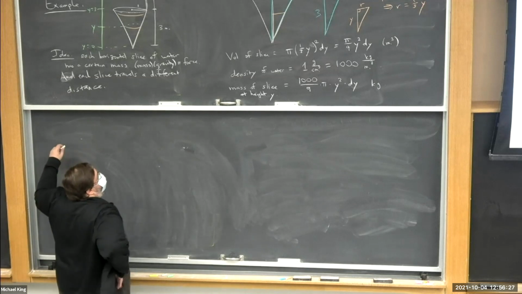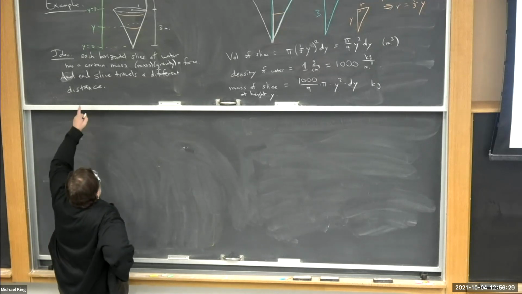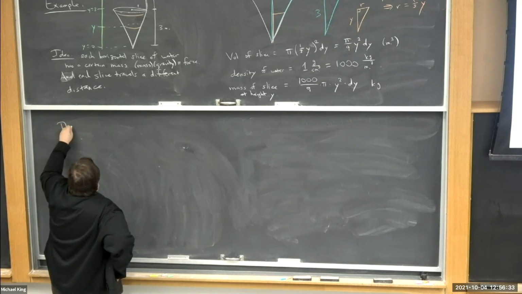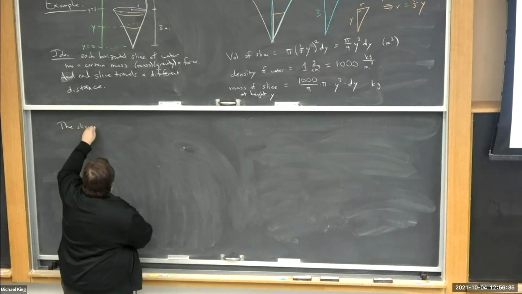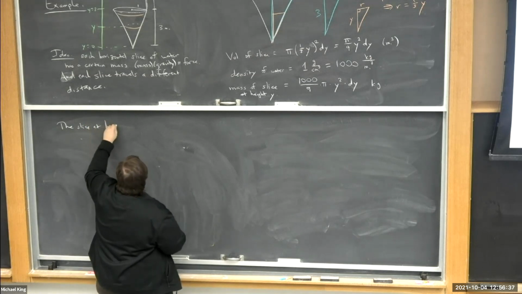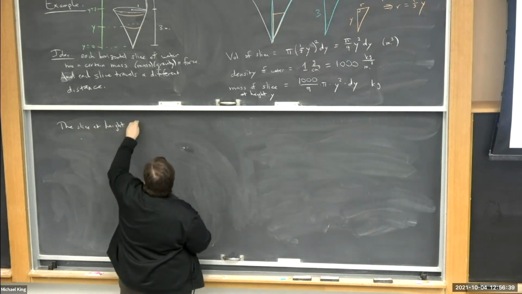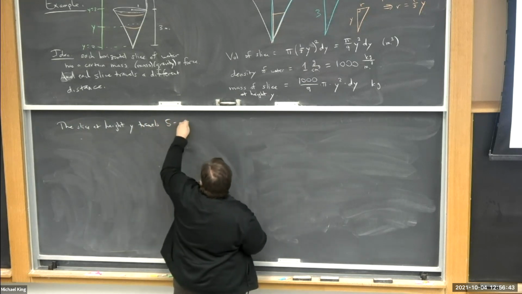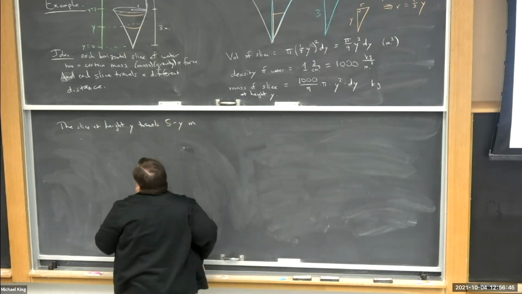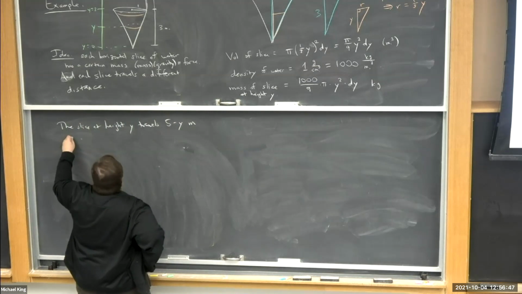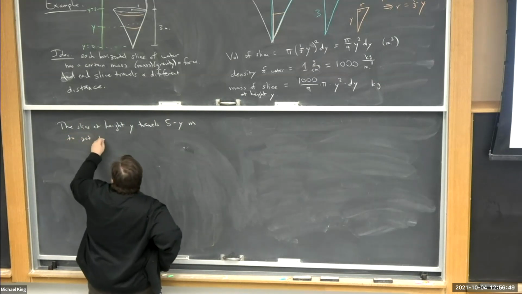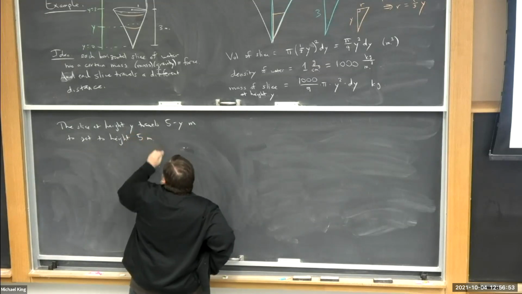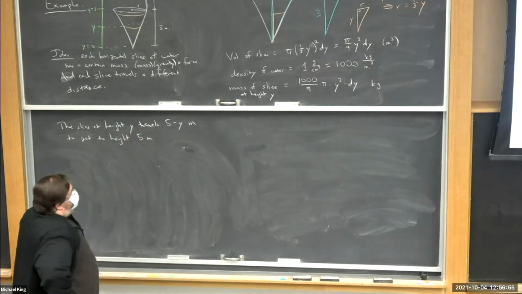So then, each slice travels a different distance. So the slice at height y travels 5 minus y meters to get to height 5. Okay, so now force times distance.